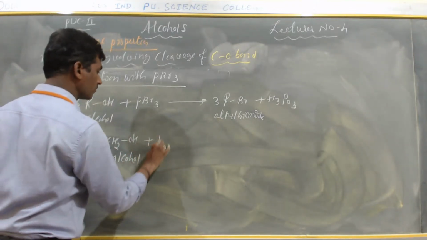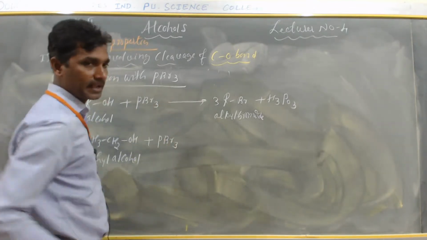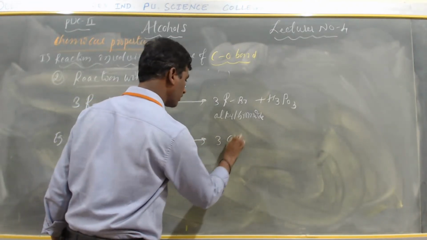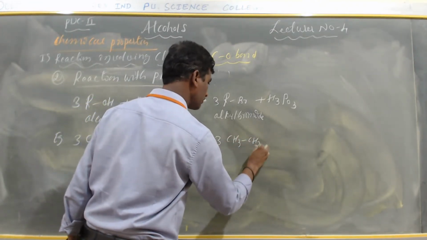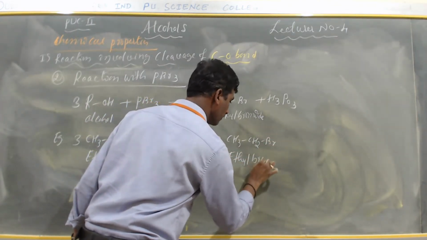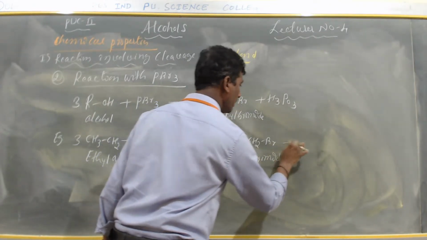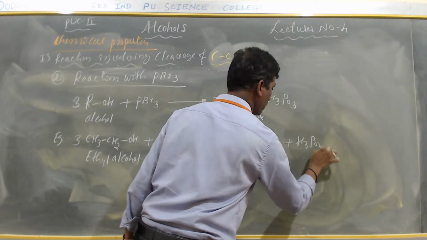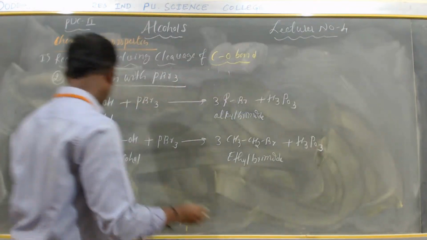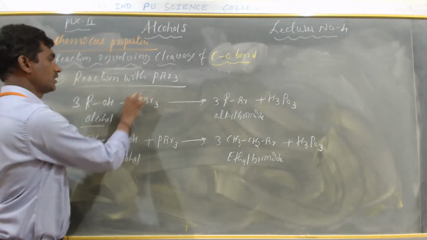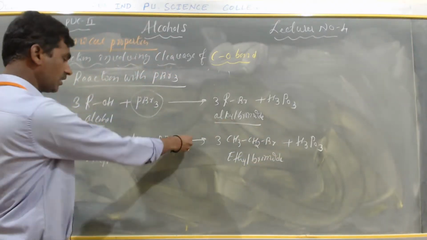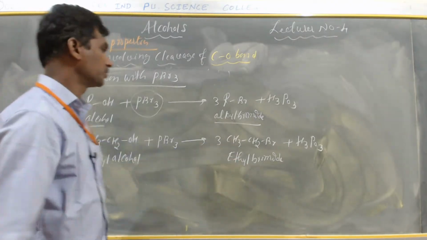This ethyl alcohol reacts with phosphorus tribromide. So what does it give? R we have taken as CH3CH2, which is called ethyl, and this is bromide. Ethyl bromide plus phosphorus acid. So when alcohol is treated with phosphorus tribromide, the product is alkyl bromide. Same, this ethyl alcohol reacts with phosphorus tribromide and gives ethyl bromide.